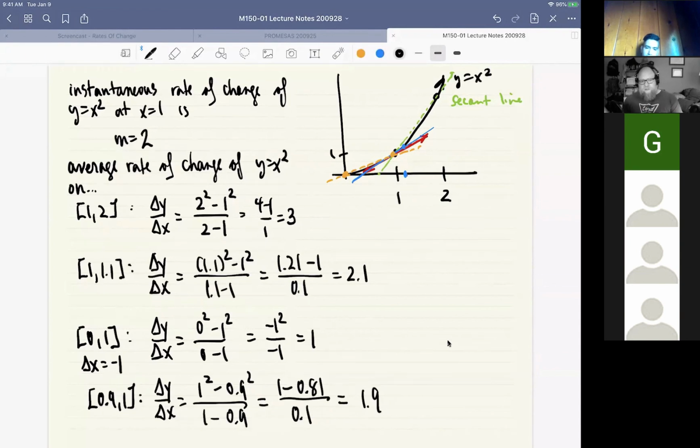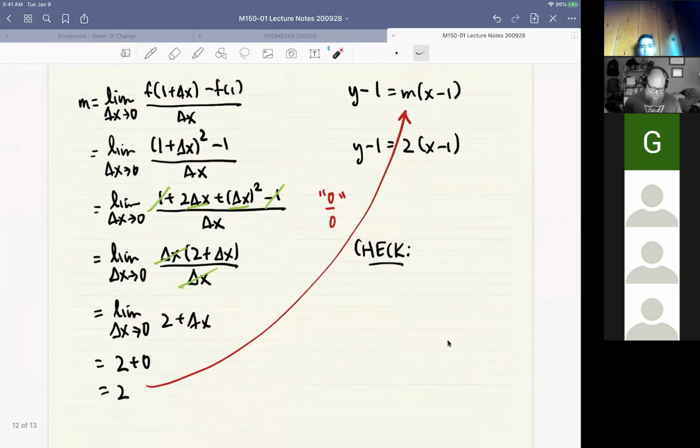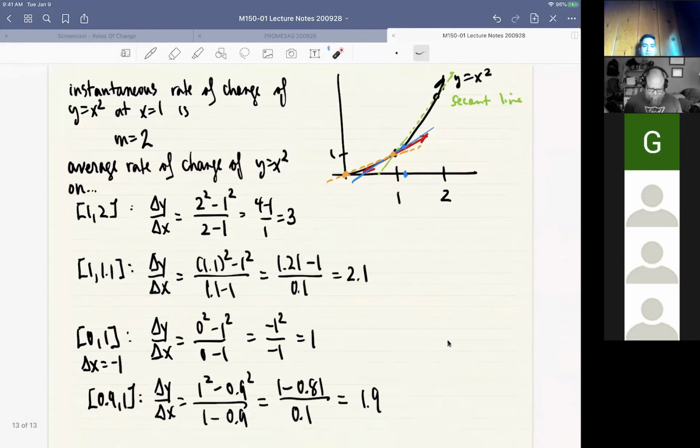And a lot of textbooks, including our own, will ask you to use secant lines to approximate or estimate the slope of a tangent line. Okay. What they're asking you to do is basically, here, this is a slope of a secant line. Make that delta x smaller and smaller, and you'll get better and better approximations of your instantaneous rate of change, your slope of your tangent line. Okay. Any questions about this?